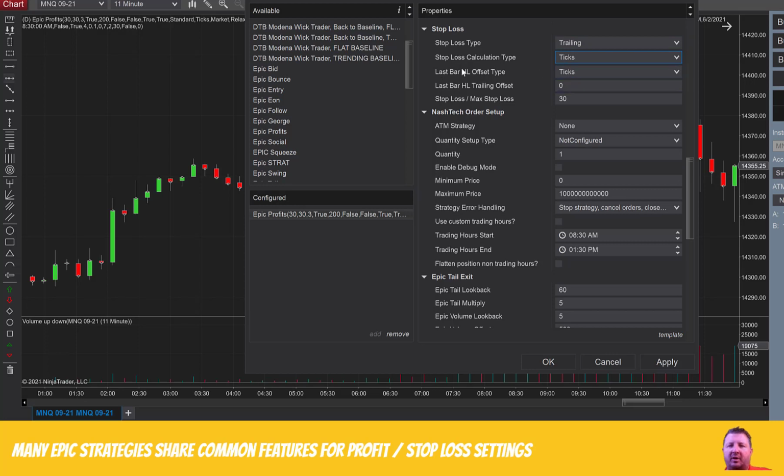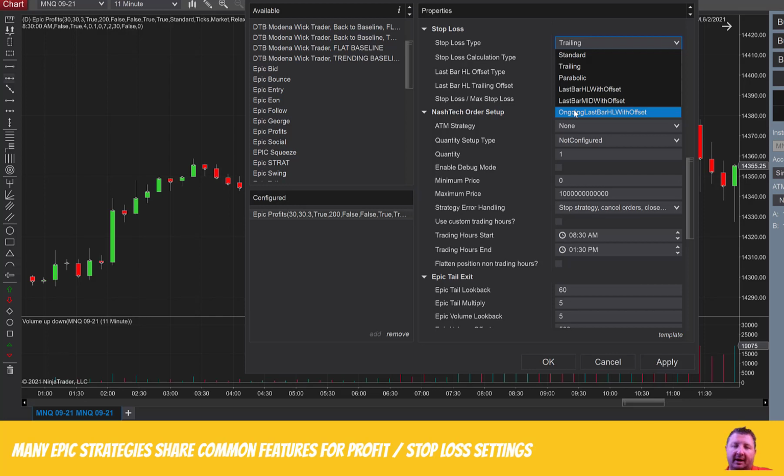If you go trailing ticks, when you go to last bar high low offset type, it does not matter. These 2 settings are ignored unless you choose last bar high low. Last bar middle, the middle of the bar, is used a lot in this setup. Ongoing last bar, this changes every single bar the stop loss moves. Are you going to get stopped out? Probably pretty quickly, but that can be okay.